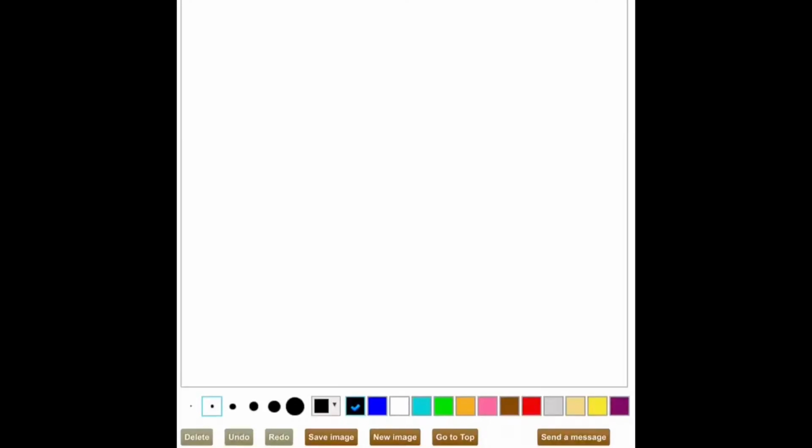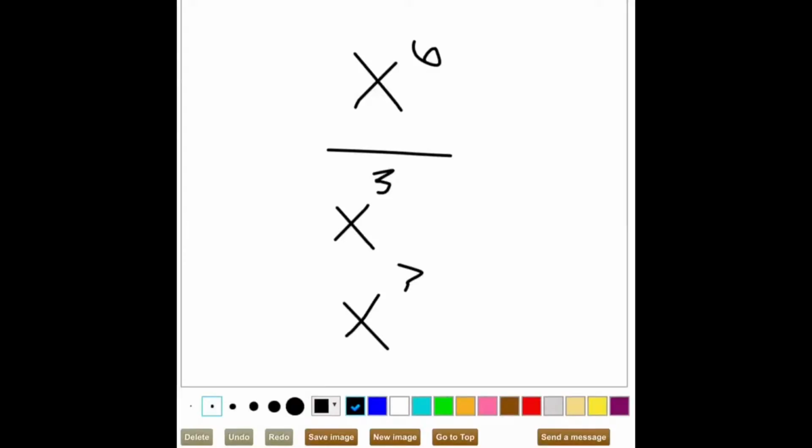Now we're doing the division properties of exponents. So I'm going to start off with an easy one. X to the sixth divided by x to the third. So the only step of dividing with exponents is that you subtract them. So in this case, the answer is x to the third, because 6 minus 3 is 3.